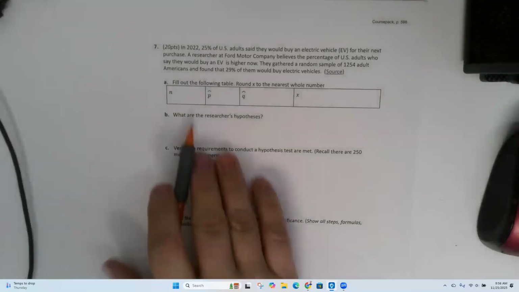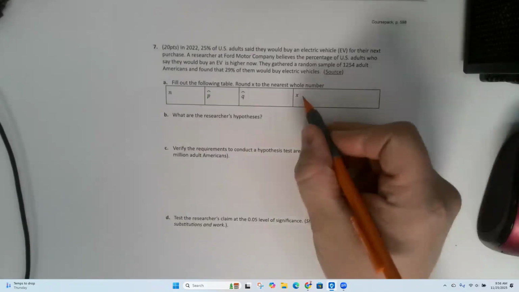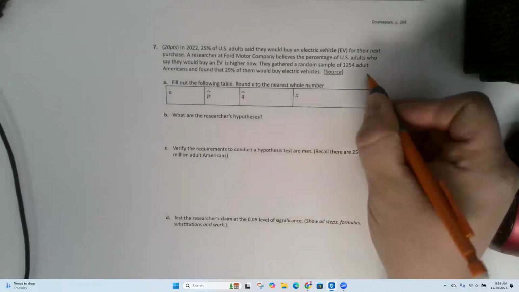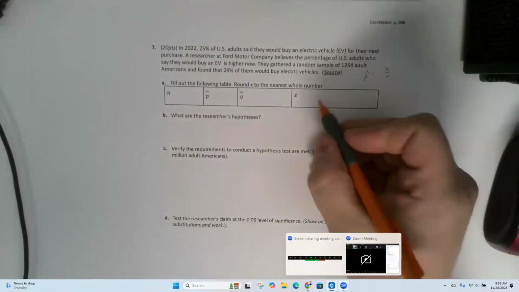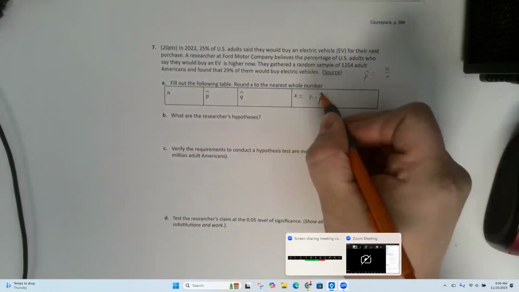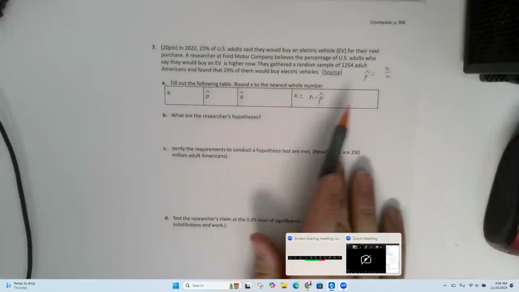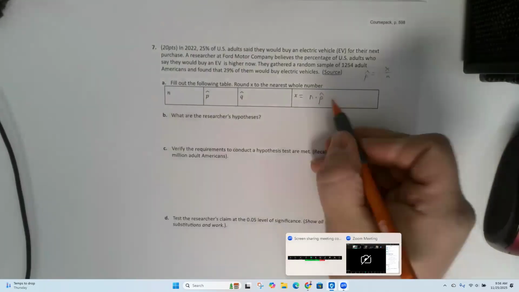So anyway, that all said, right here, we know that P hat is equal to X over N. That means that X equals N times P hat. So you know what this is, you know what this is, you just multiply them together.